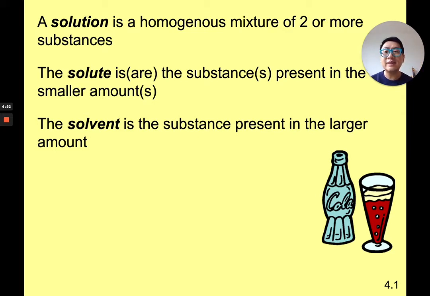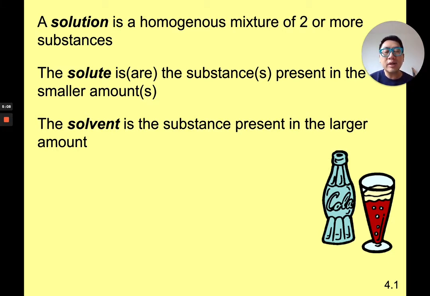The solute is the substance present in smaller amount. Solvent is a substance present in larger amounts. Now, that's a textbook definition of it. However, what if it's exactly the same amount? Well, we're going to use this definition.